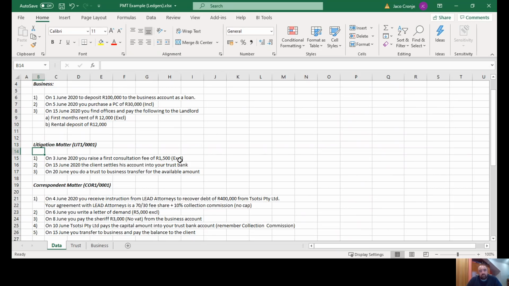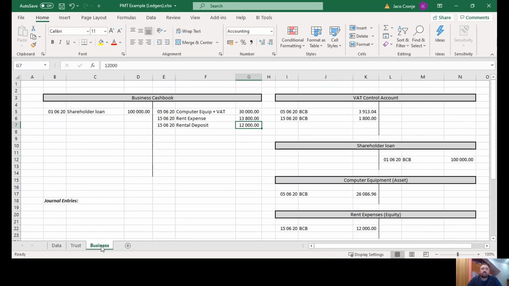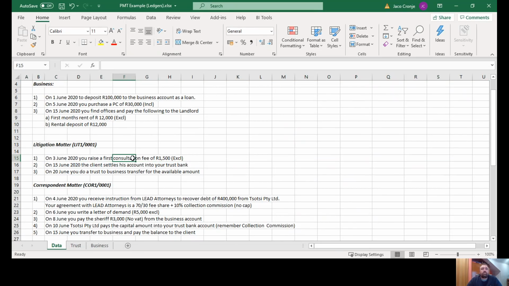You raise the fees on the business side, and then you do a trust to business transfer to transfer the funds from your trust into your business account. So let's go and raise this fee. So we've said it's got to be in the business accounting records. Now we ask the question, is there a flow of cash? And the answer is at this point, no. It basically says we invoice the client for our first consultation that we've done. There's nothing that says the client pays the money in.